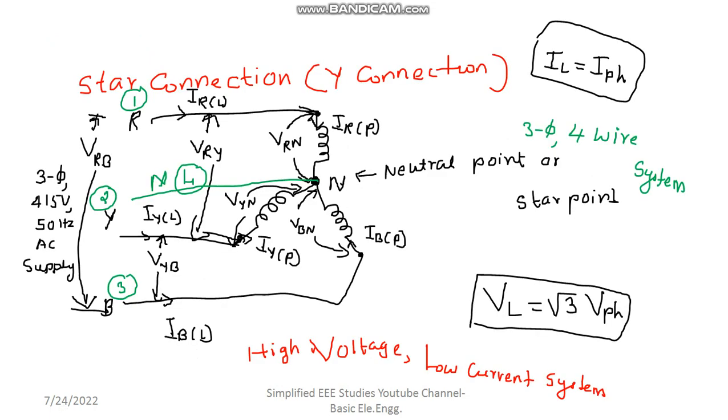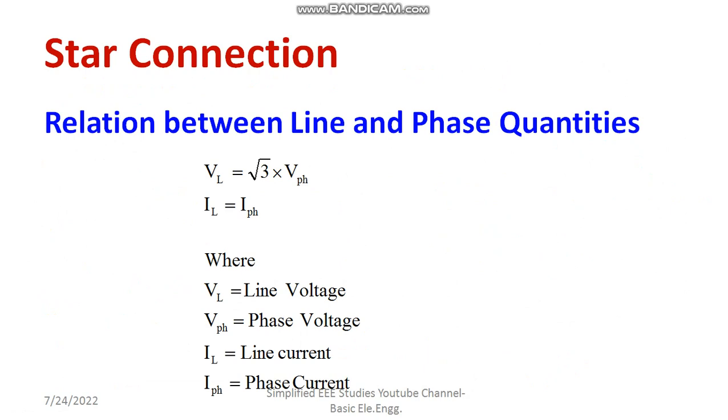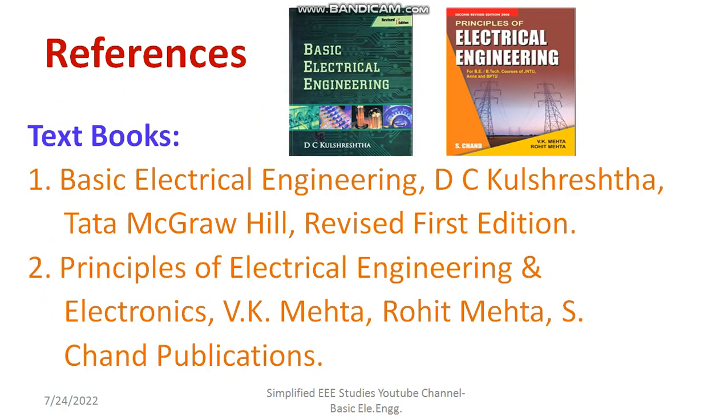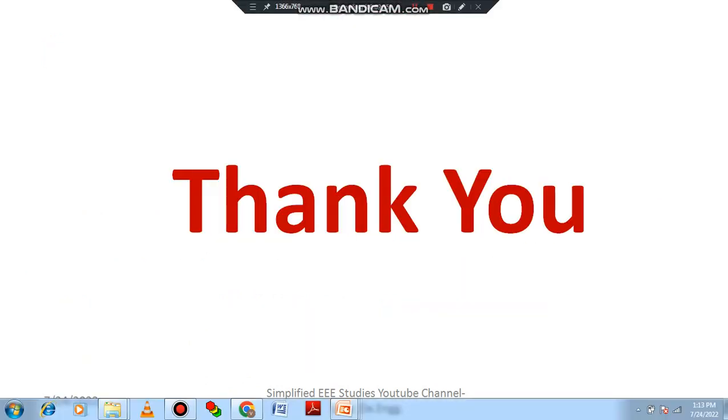Okay. So in this session I have discussed what we mean by star connection, what is the relation between line current and phase current, and what is the relation between line voltage and phase voltage. Ultimately I have explained the applications of star connection as well. Let me know if you have any queries. In the next session I am going to derive the relationship between line current and phase current.